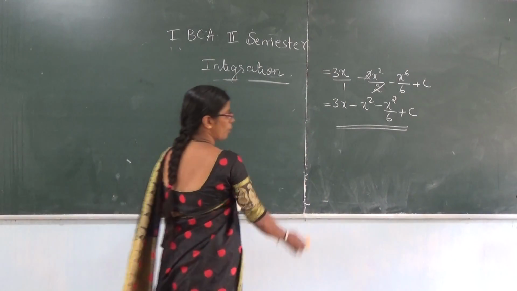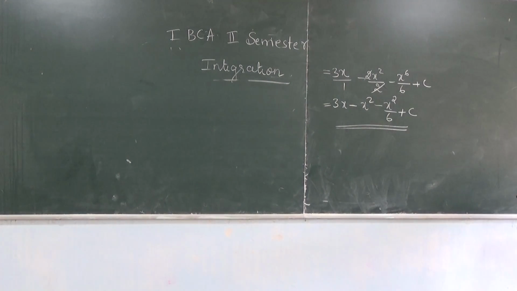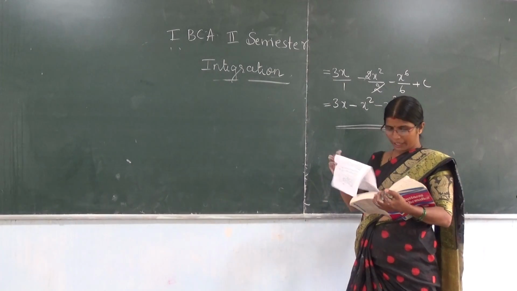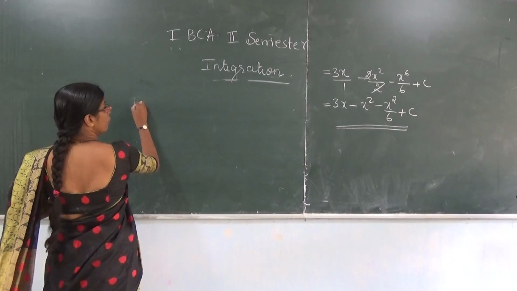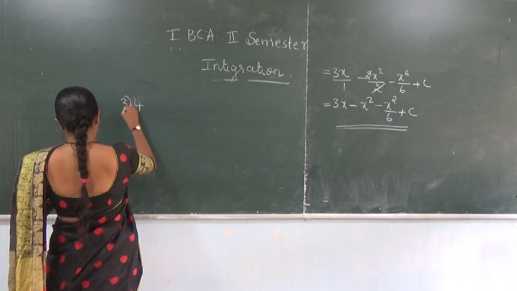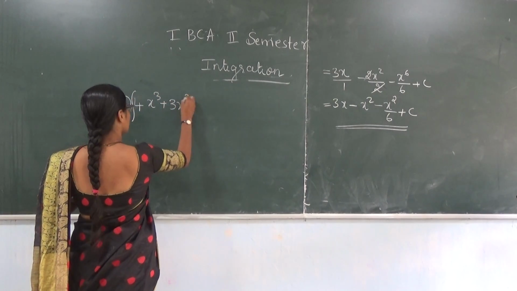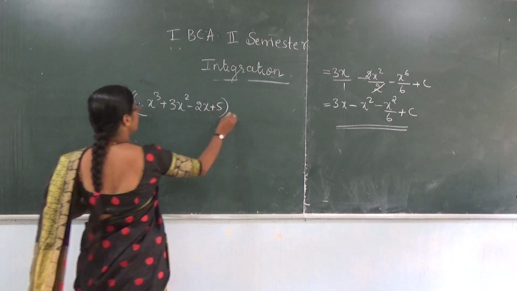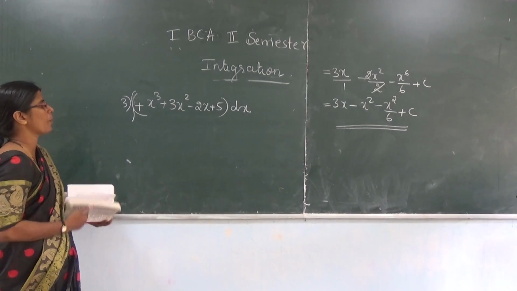We have to consider now one more problem. The next problem is the integral of 4x cube plus 3x square minus 2x plus 5 with respect to x. You have to consider this particular problem.